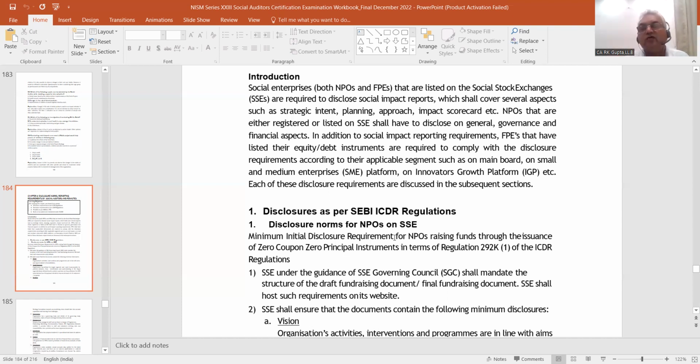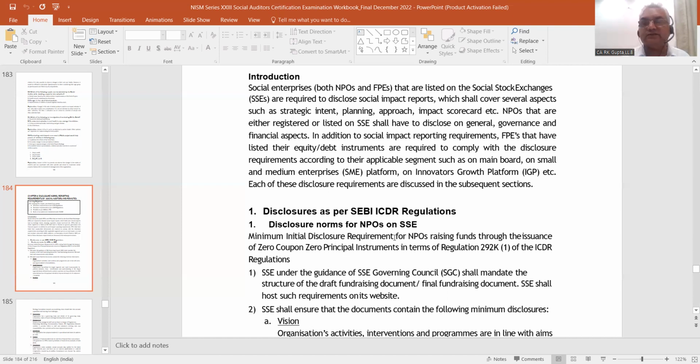Under the SSE, there could be two types of companies: those who are already listed, and those who are yet to be listed. NPOs could not be listed earlier, so they are talking about NPOs separately and for-profit enterprises separately, because for-profit enterprises may or may not be listed.